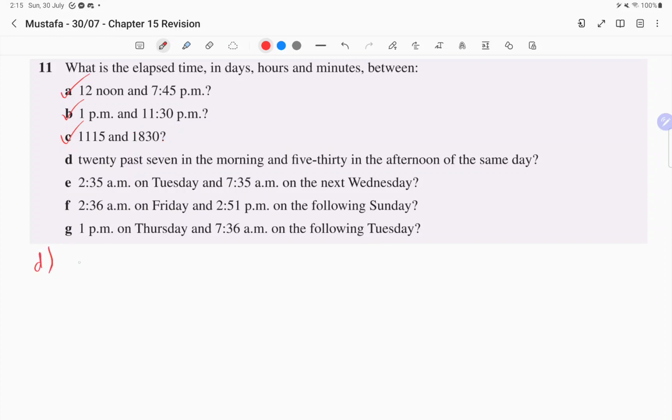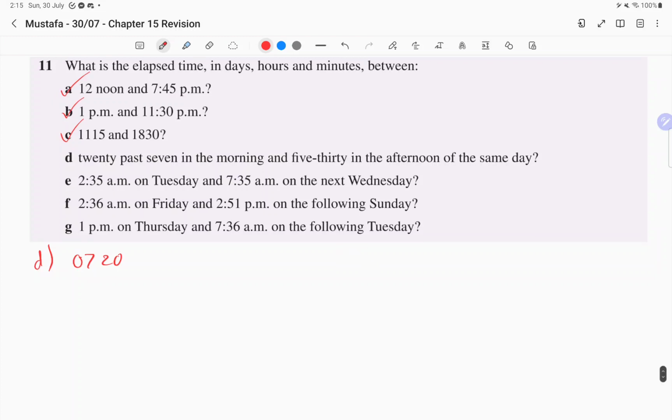20 past 7 in the morning, so that'll be 07:20. Then 5:30 in the afternoon. Now 5 o'clock in the afternoon is how much in 24-hour time? Oh, 17:30. And you need to do the subtraction. So 17:30 subtract 7:20, that would be 10 hours and 10 minutes.